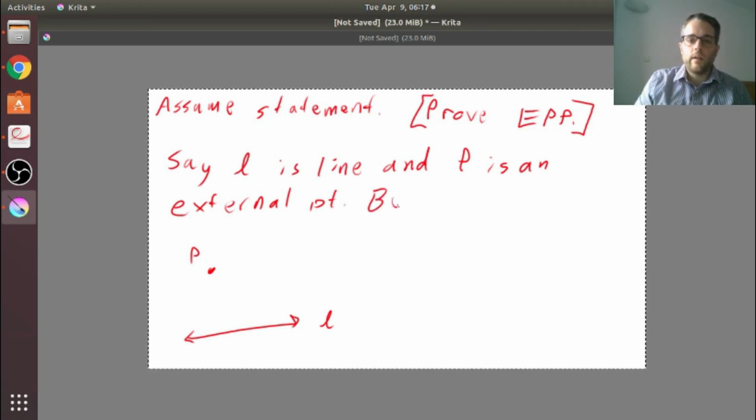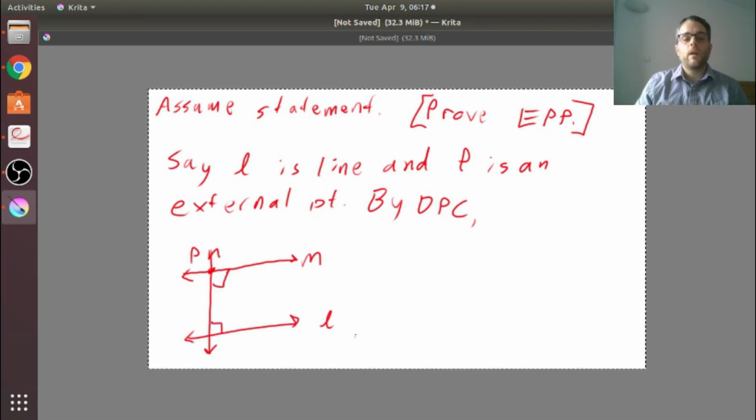By the double perpendicular construction, we know we can build a line M with a transversal T so that this relationship holds, right? We have a line M which is parallel to L, and that's actually all I'm going to need in this construction, right? And P is on this line M, right?